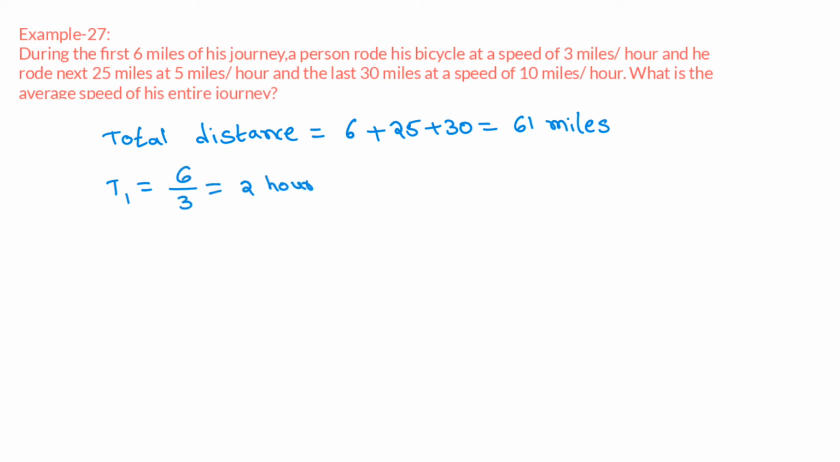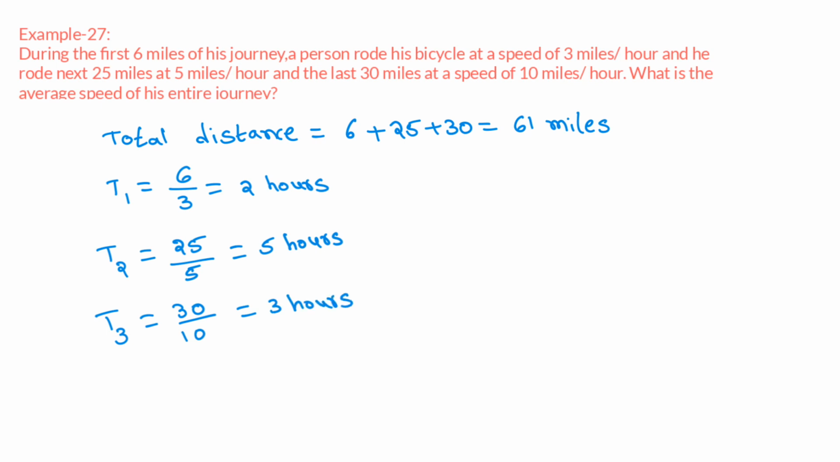Let us obtain the time required to cover the 25 miles distance. As he covered this distance with a speed of 5 miles per hour, he needs 5 hours to cover the distance. Next, he covered 30 miles distance with a speed of 10 miles per hour, so he needs 3 hours to cover the distance. So the total time required to cover the 61 miles distance is 2 plus 5 plus 3, which is 10 hours.